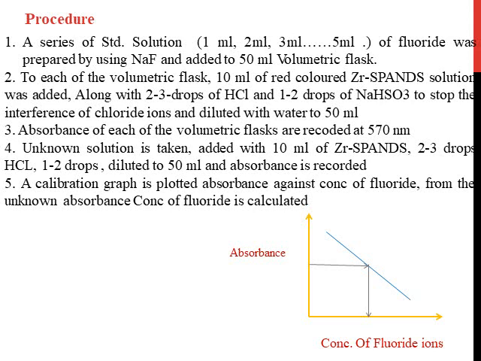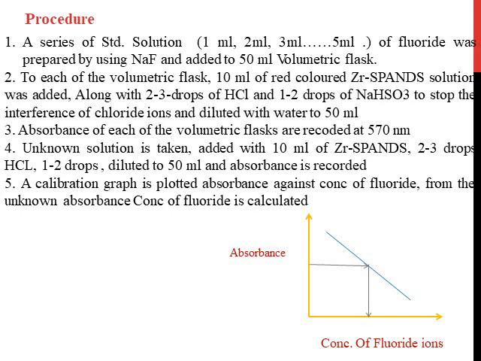Now in the fourth step, the unknown or test solution is taken. The test solution is added with the same 10 ml of zirconium spandas solution, 2 to 3 drops of HCl, and 1 to 2 drops of sodium hydrogen sulphide, and diluted to 50 ml, and absorbance is recorded. So the same procedure is done for the test solution whose concentration of fluoride needs to be detected.